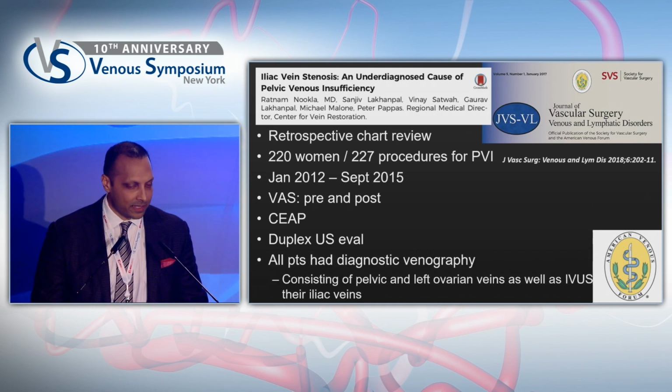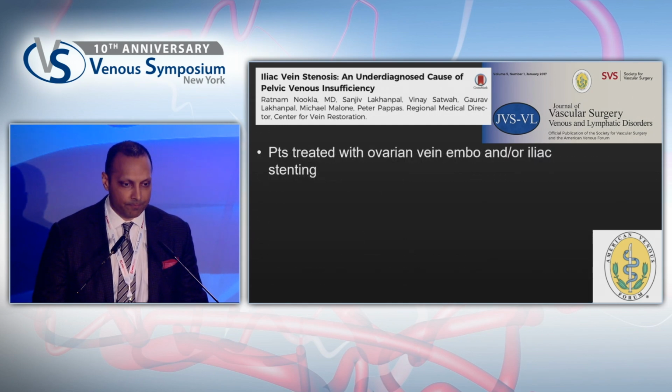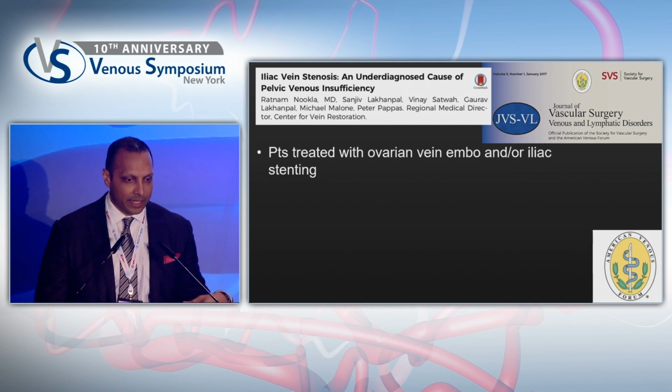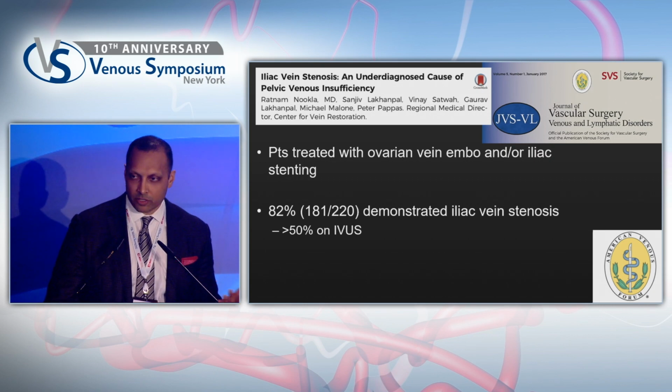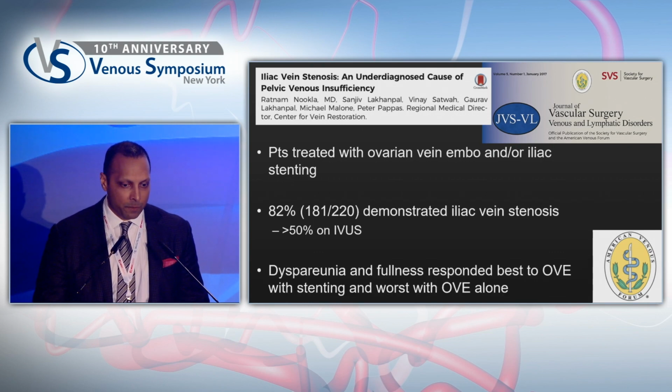All patients had diagnostic venography consisting of pelvic and left ovarian veins, as well as their iliac veins. Patients were treated with either a combination strategy of ovarian vein embolization and iliac stenting, sometimes in the same setting or sometimes in a staged setting. And 82% of their patients demonstrated iliac vein stenosis, as they defined by greater than 50% reduction on intravascular ultrasound. Patients responded best as far as symptomatology, dyspareunia, and fullness to ovarian vein embolization with stenting, and worst with ovarian vein embolization alone. So the combination strategy was better than alone.